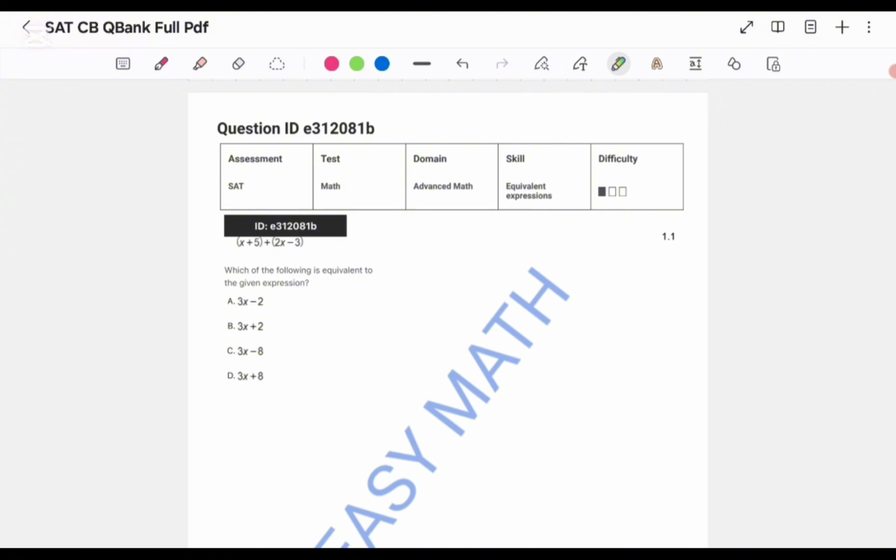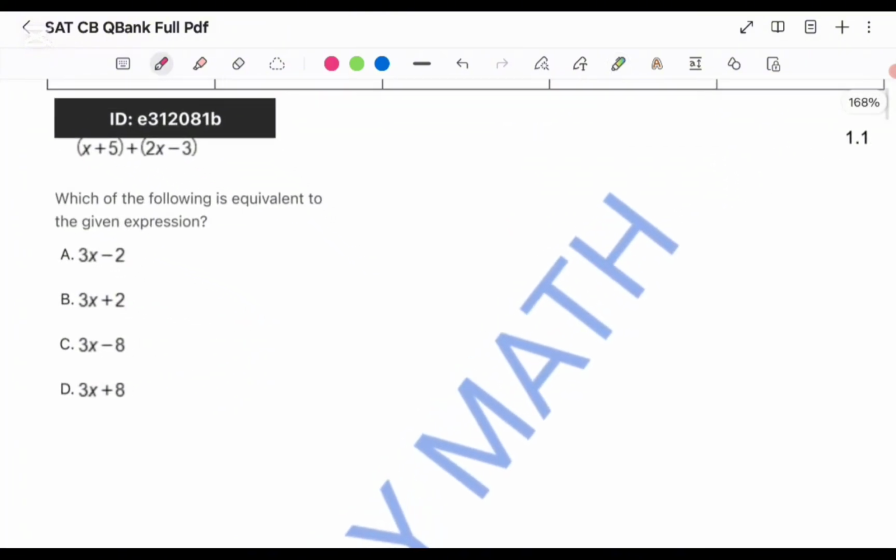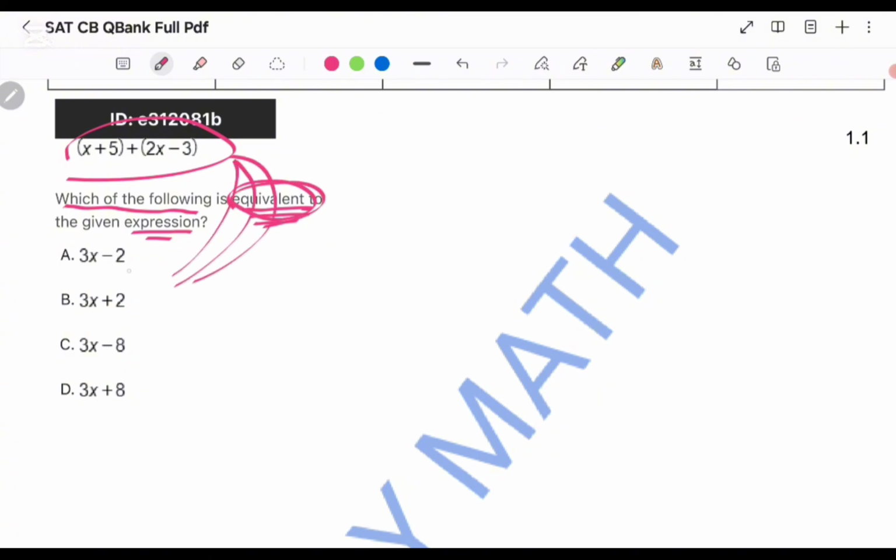So let's get started. In this question, as you can read here, it is asking which of the following is equivalent to a given expression. An expression is a little bit different from an equation, where an expression doesn't have an equal sign, whereas an equation does. Here it is asking you to look at this expression provided and simplify it as much as possible to make it equivalent to one of the answer choices that you have here.